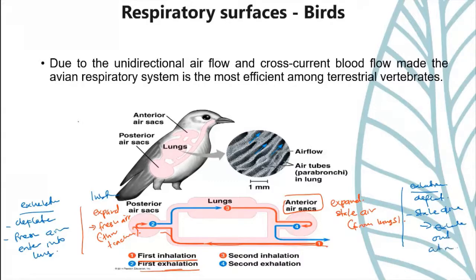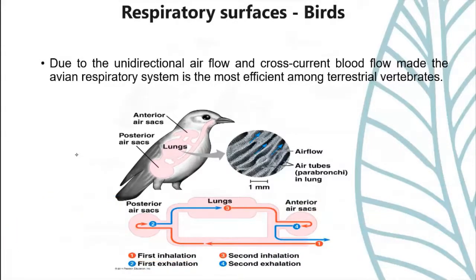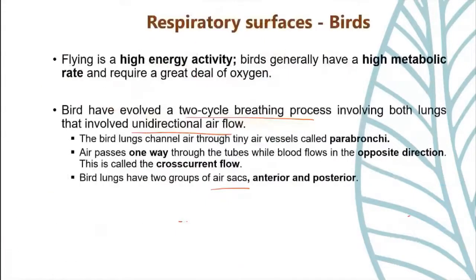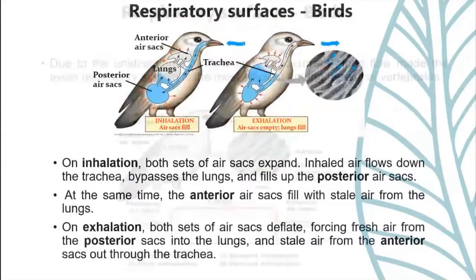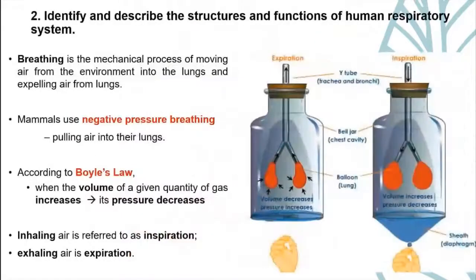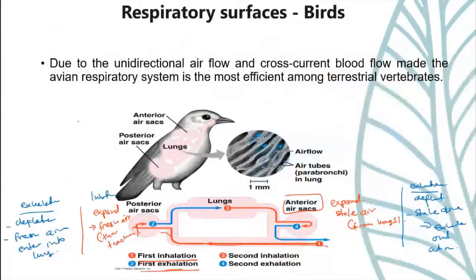One, unidirectional airflow, and it involves a two-cycle breathing system, a two-cycle breathing process. Why? What is the significance of this process? This is to make sure that the lung is continuously supplied with oxygen, even in the process of exhalation.